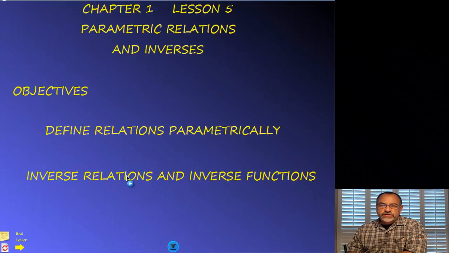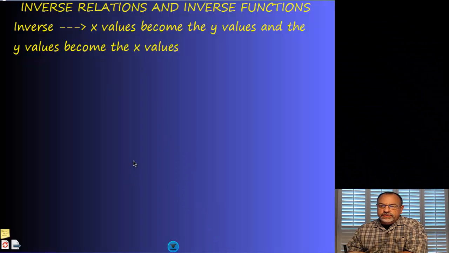Chapter 1, Lesson 5 of Pre-Calculus, we looked at parametric relations, and now we're going to look at inverse relations and inverse functions. And this is where we will spend most of our time in this lesson. An inverse relation, or inverse, is where the x values of a relation become the y's and the y values become the x values. So you're switching the domain and the range. Again, this is pretty simple. The x values become y and the y values become x.